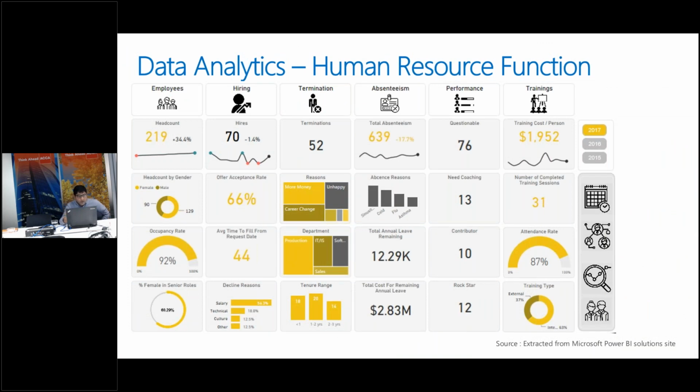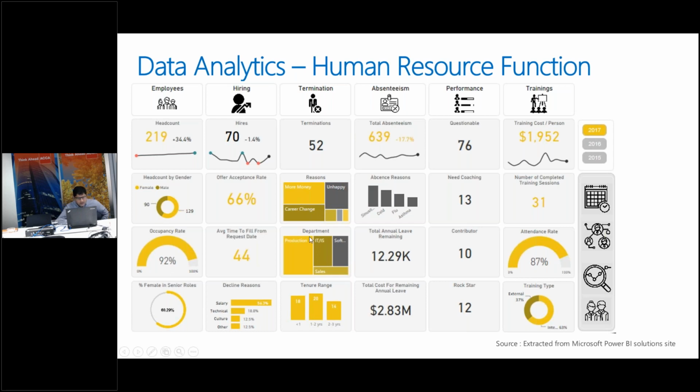So since the data is already there, we can run all sorts of data analytics. For example, in terms of termination, or people leaving the organization, we can see that in a given period there are about 52 terminations. Then the reasons for those terminations, and departments as well.